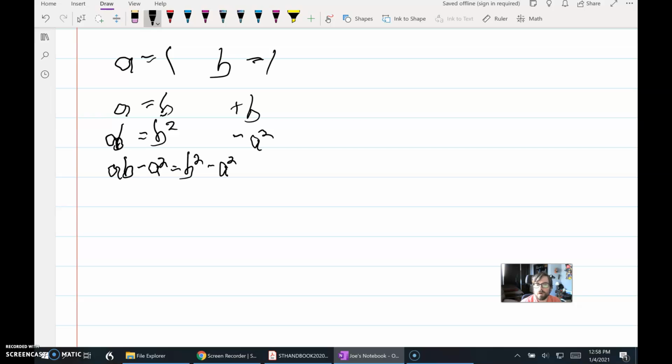All right, so a little bit of factoring now. On the left-hand side, both terms have an A, so we'll just factor that out. Say A times B minus A. On the right-hand side, I know that's the difference of squares, so I can factor it out.